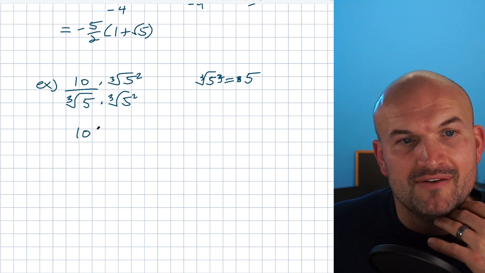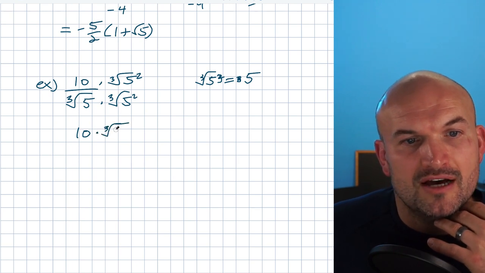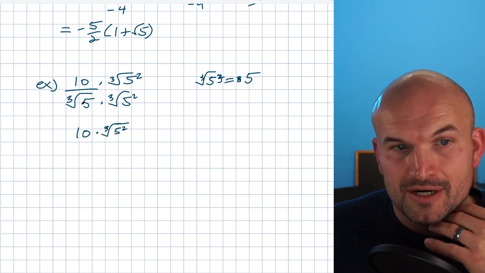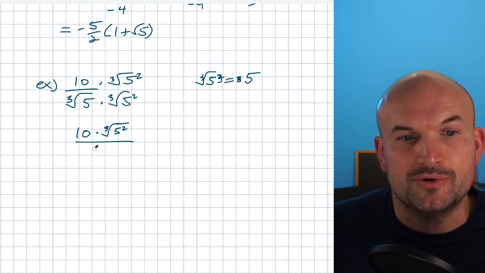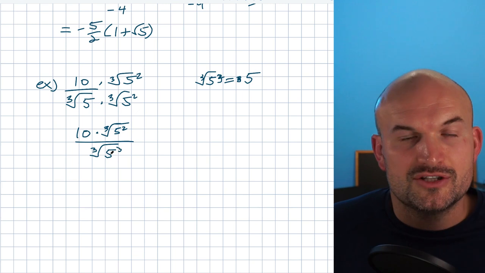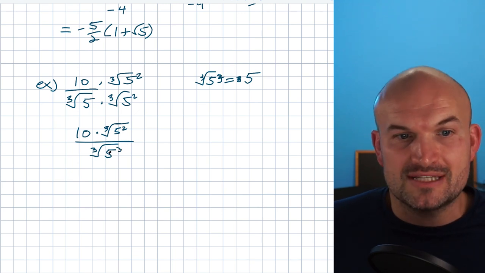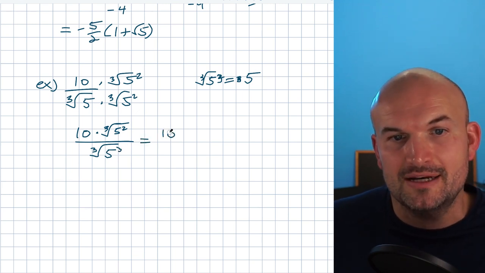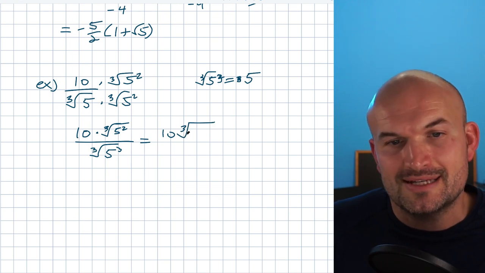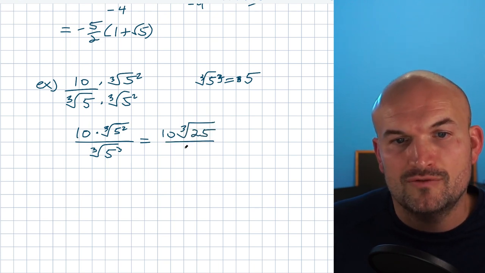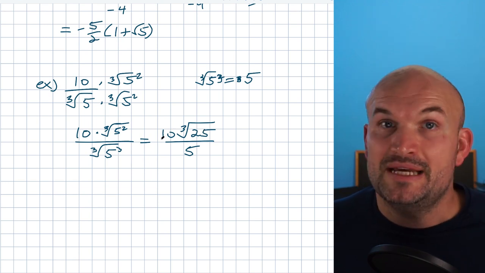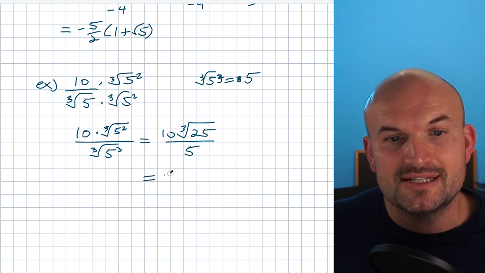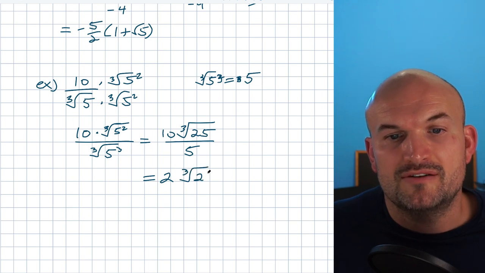So in my numerator here, I'll have a 10 times the cube root of 5 squared. And in my denominator here, I'll have the cube root of 5 times the cube root of 5 squared, which is going to be the cube root of 5 cubed. So again, you can see here how this now simplifies just to a 5. So I'll have a 10 cube root, and now I'll write this as a 25 all over 5. Well, again, just like in our last example, 5 divides into a 10. That's going to be 2 times. So therefore, I can rewrite this as a 2 cube root of 25.